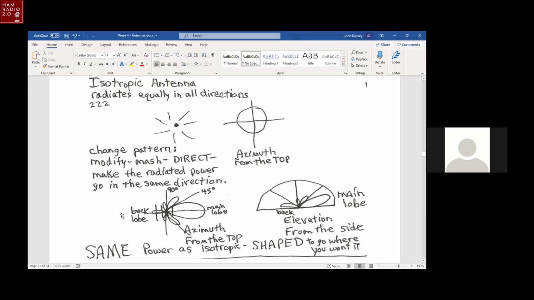Now, the thing you might have is losses in the antenna, which you have to subtract off. But you can account for that loss because now you know what it is. You know it's antenna loss. And you add up the antenna loss, you add up all the power that's radiated, and that's the same power as you put into that isotropic, non-directional radiation pattern.